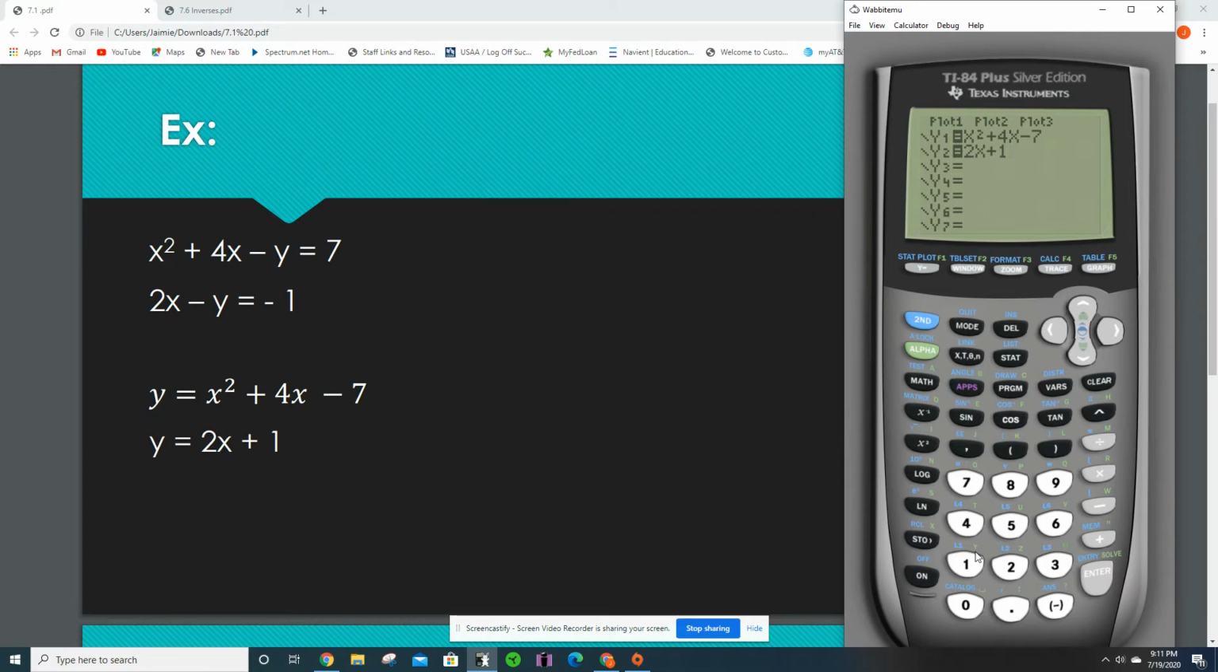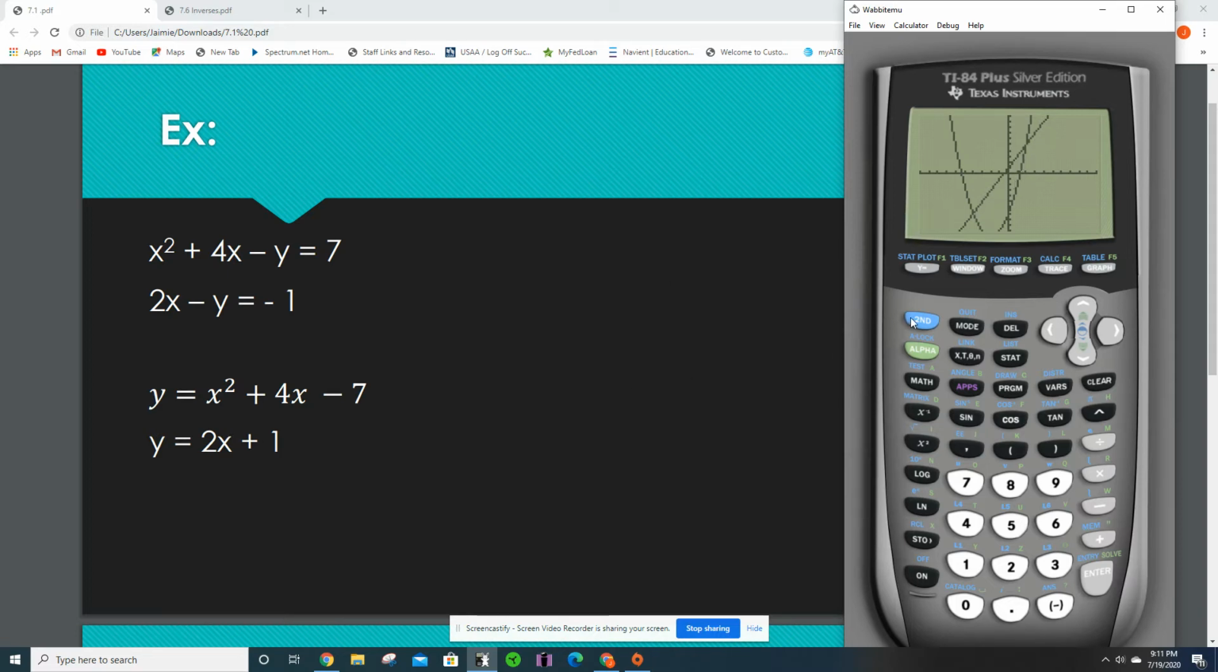Before I graph this, I'm going to go ahead and reset my window so I have a standard viewing window. To do that, I'm going to hit zoom, and then option 6 is my standard viewing window. And this resets everything to a domain and range of -10 to +10. So we can see that I have two solutions. I have my parabola, and then I have my linear equation. It's going to intersect twice.